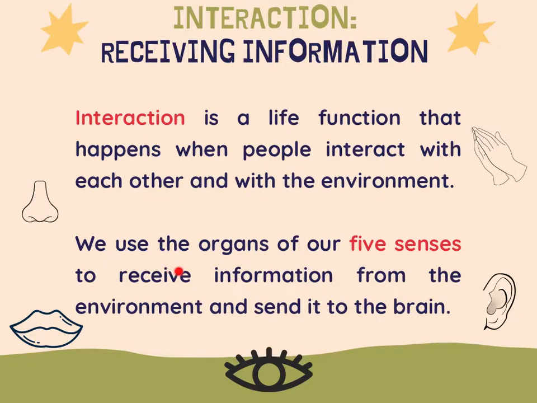We use the organs of our five senses to receive information from the environment and send it to the brain. Okay, so we are receiving information and sending it to the brain. How? With your five senses. Let's have a look at them.